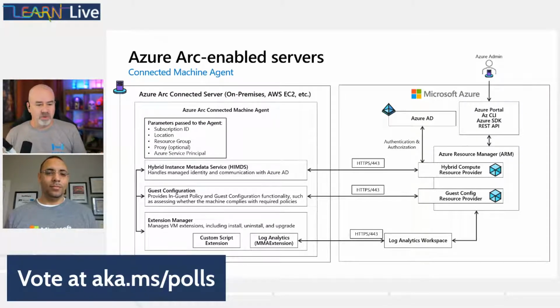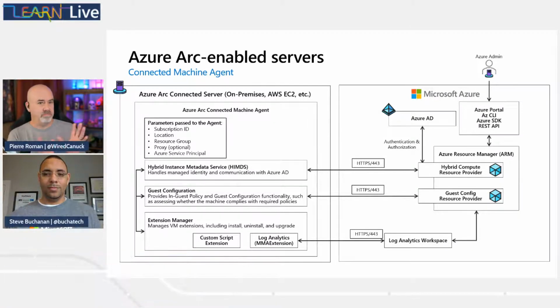It also uses guest configuration management to provide policy and configuration functionality to and from that VM. And as I mentioned earlier, it has an extension manager to figure out which agents are needed and which need to be updated, and to manage all of that for you. And it sends that to Azure always over port 443, so HTTPS.